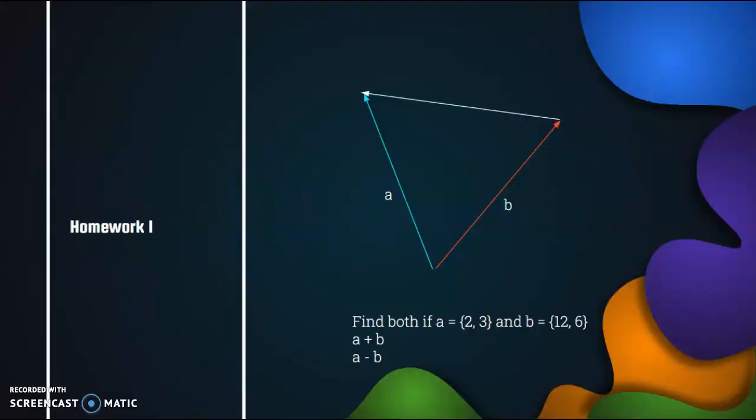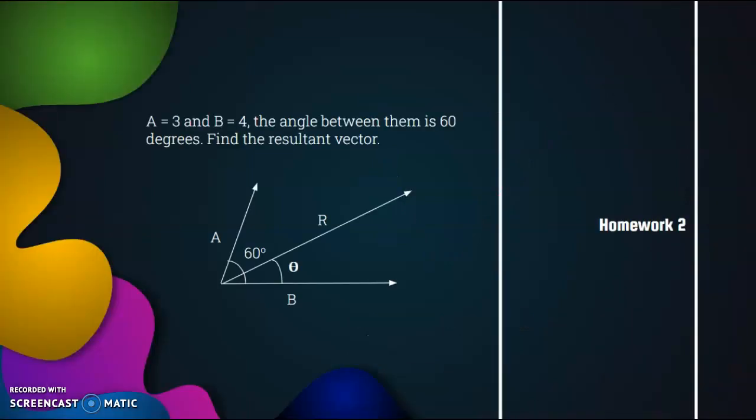Move on to some homework questions. Find both if a is equal to (2, 3) and b is (12, 6). Find a plus b and a minus b. And the second homework question is if the magnitude of a is 3 and the magnitude of b is 4 and the angle between them is 60 degrees, find the resultant vector.